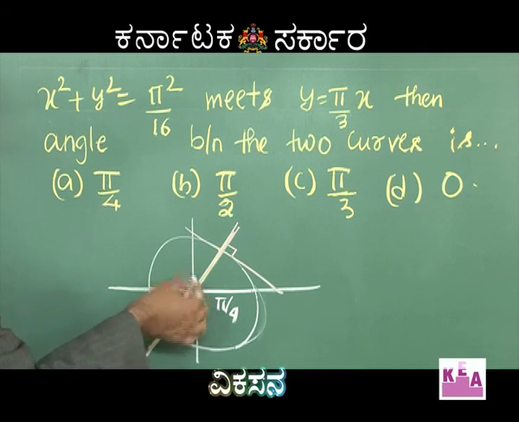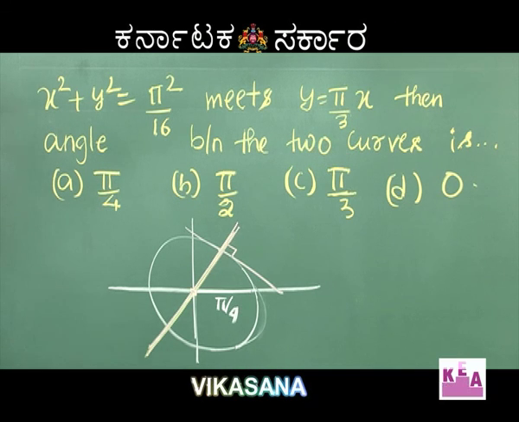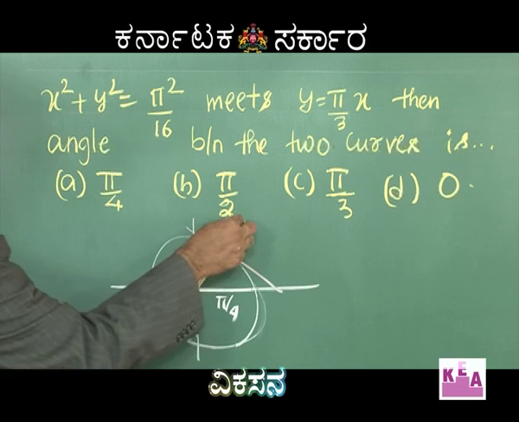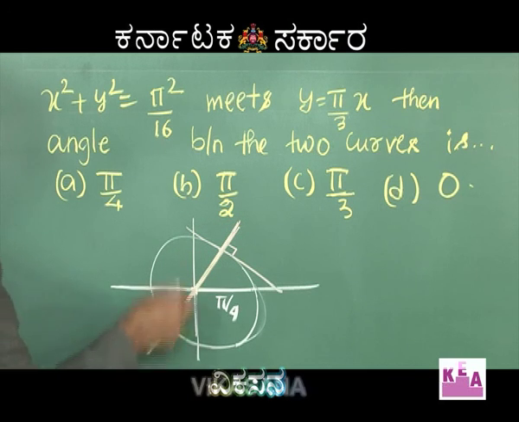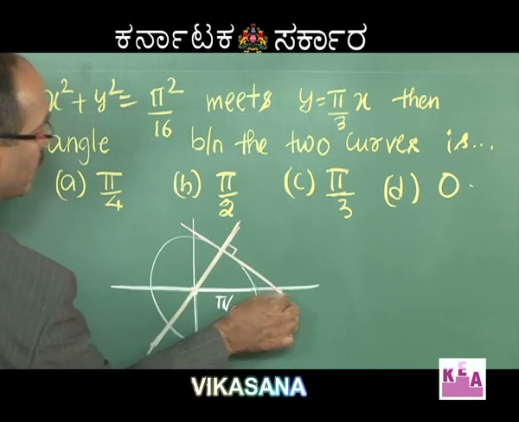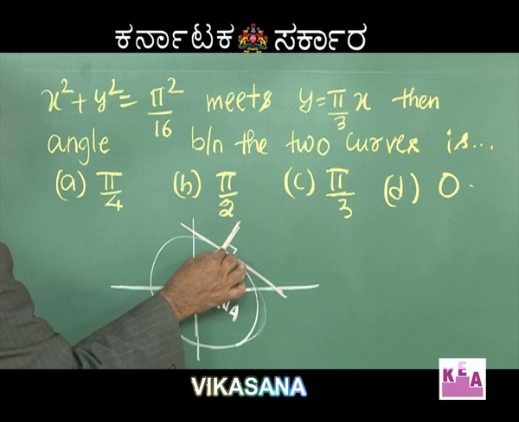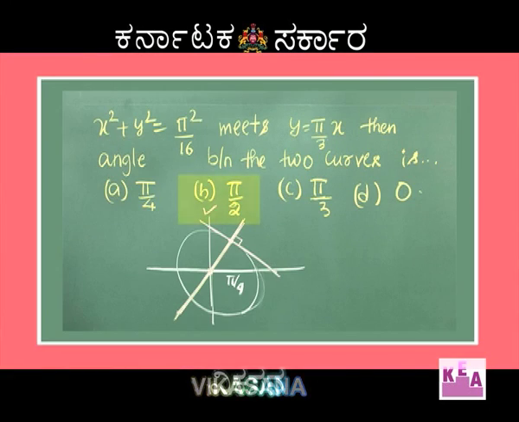Any line passing through the origin need not be a normal to the circle, but this line is passing through the center of the circle. A line passing through the center of the circle is called a normal. Therefore, this is normal to the circle and this is tangent to the circle. So the angle between tangent and normal is pi by 2. Therefore, option B is correct.